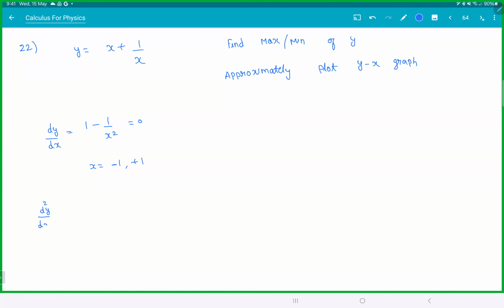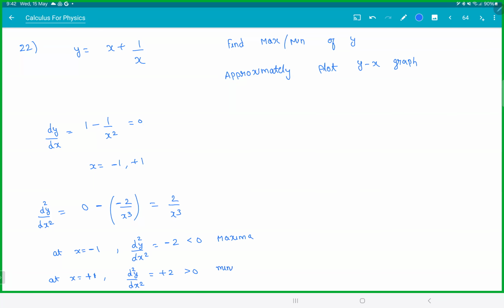Again, double differentiate this. So d square y by dx square: the differential of 1 is 0, and the differential of 1 by x square is -2 by x cube. So if you substitute x is equal to -1, we have d square y by dx square is -2, which is less than 0. So this is actually a maximum. At x is equal to +1, d square y by dx square is +2, greater than 0. This is actually a minimum.